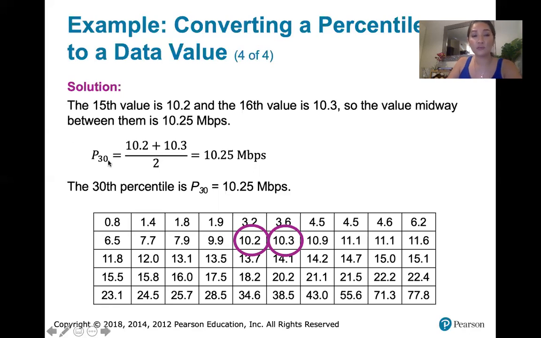So that's the 30th percentile, or in other words, we're going to say that the 30th percentile is denoted by p sub 30, and it's equal to 10.25 megabits per second. And again, what that is saying is that approximately 30% of the values are less than that 10.25 megabits per second, and approximately 70% of the values are greater than that 10.25 megabits per second.